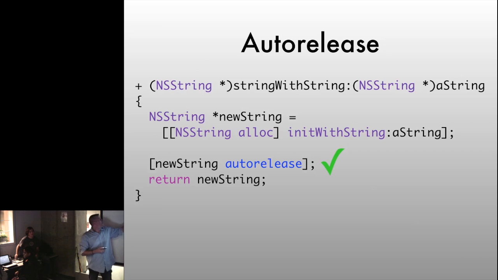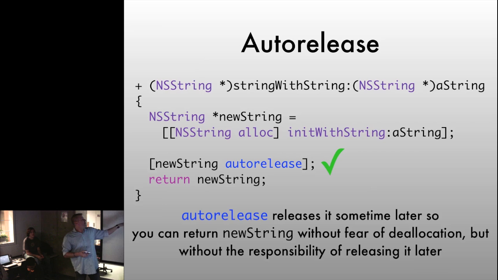Here's what we use. We allocate it and initialize it just as normal. The reference count is 1. Then we call autorelease. It's a memory management message that NS objects have: retain, release, and autorelease. Then we return the string. Autorelease releases it sometime later, and this is the part that people have the most trouble with. And I still get a few bugs caught on this every once in a while.